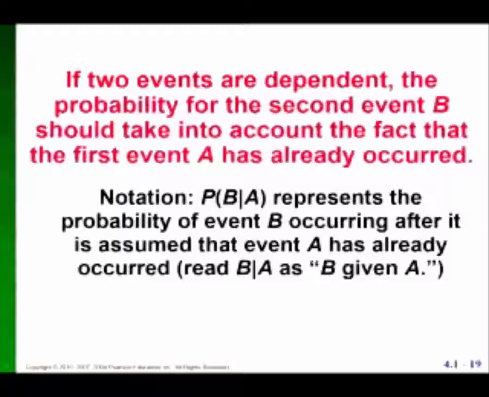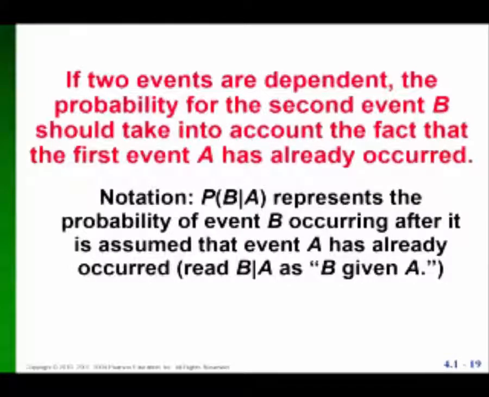If two events are dependent, then the probability of A occurring affects the probability that B will occur. You have to take that into consideration in getting the two or more fractions that you're going to multiply together. Now you have some new notation here.